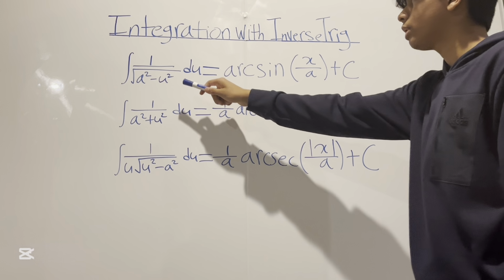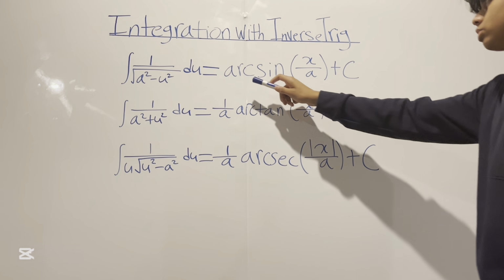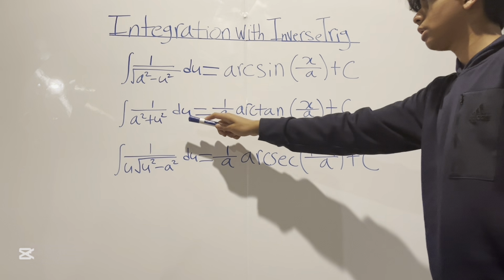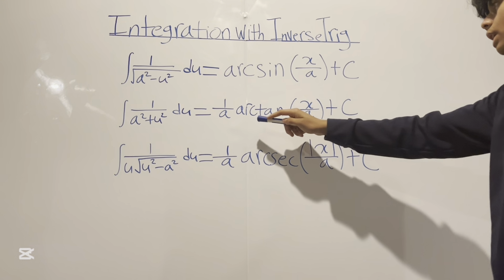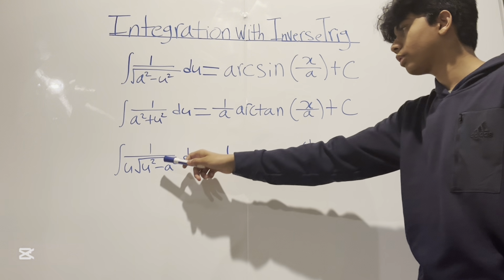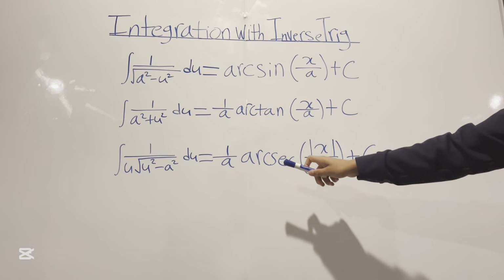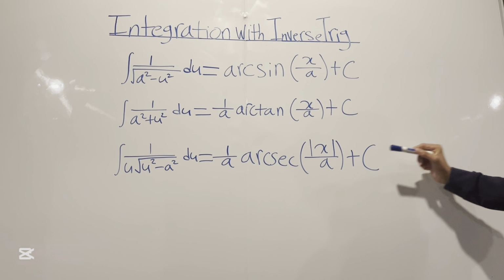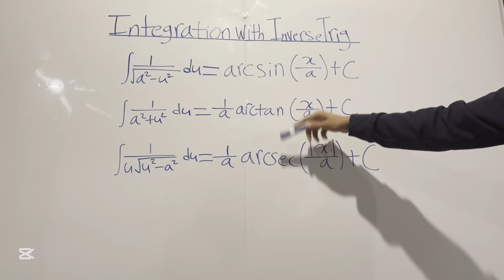The first one we have is 1 over square root a squared minus u squared du, and this is going to be equal to arc sine of x over a plus c. The next one is the integral of 1 over a squared plus u squared du, and this is equal to 1 over a arc tan x over a plus c. And the last one is 1 over u square root u squared minus a squared du, which is equal to 1 over a arc secant of absolute value x over a plus c. And we're going to be looking at some problems and solving them using these three formats.